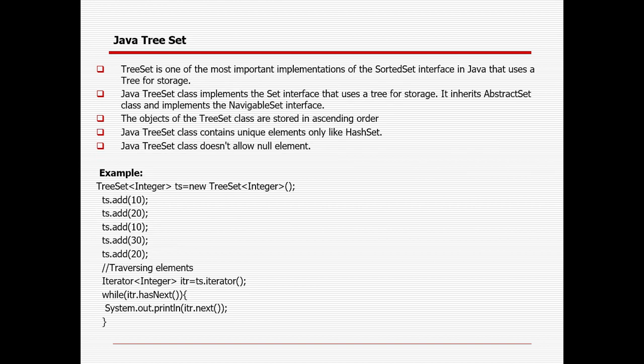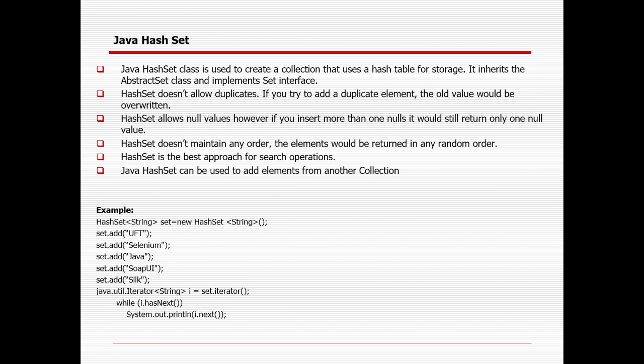So hash set does not allow any duplicate value, right? It allows a null value, but there will be only one null value. It does not maintain an insertion order. The elements would be returned in any random order. Every time it might change. So hash set is the best approach for search operation.